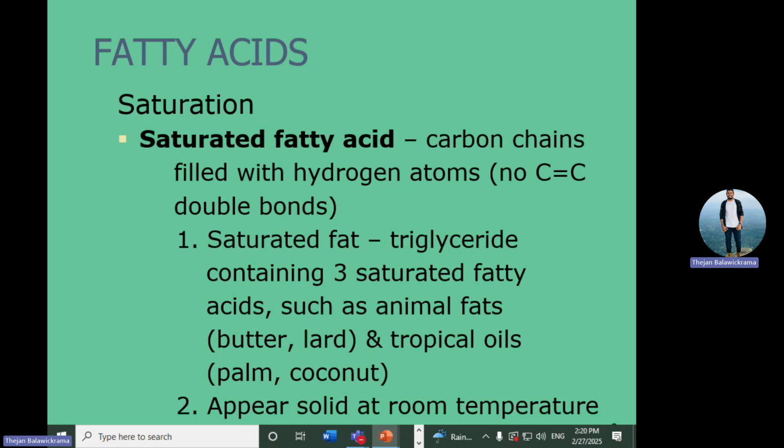So saturated fat has 3 saturated fatty acids and the glycerol molecule. No CC double bonds. Remember, the physical state of saturated fatty acids is solid. As an example, butter. Butter is solid. Saturated ones are solids at room temperature. That means we have only carbon-carbon single bonds.